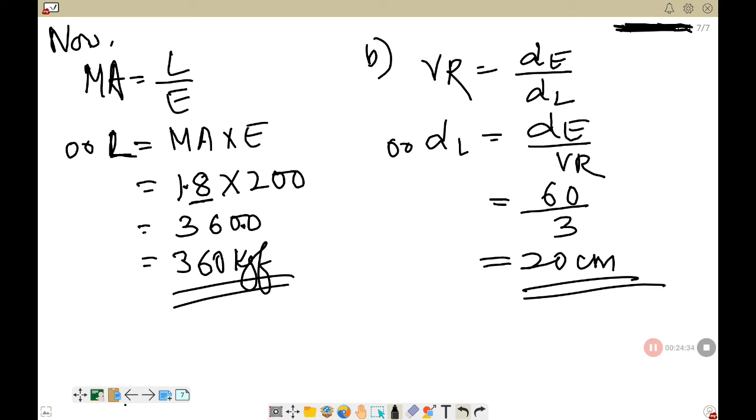So this is it. These are very, very simple numericals. You just need to follow and make the maximum use of the relations that I have taught you.